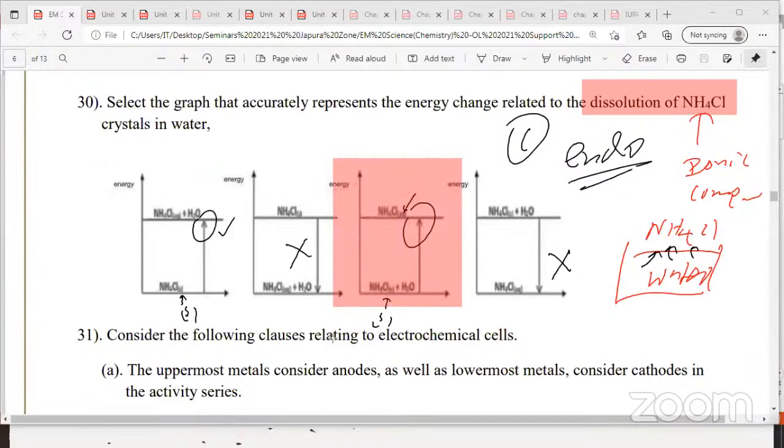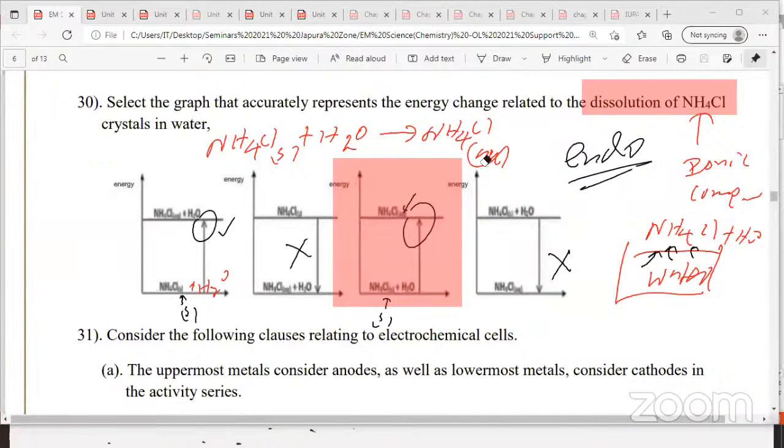Why is the first one wrong? Because water is missing. We should have water under the products, because ammonium chloride plus water becomes NH4Cl aqueous. So if you want to write the reaction, ammonium chloride solid plus water forms NH4Cl aqueous, AQ, right? So that's why the answer is 3.